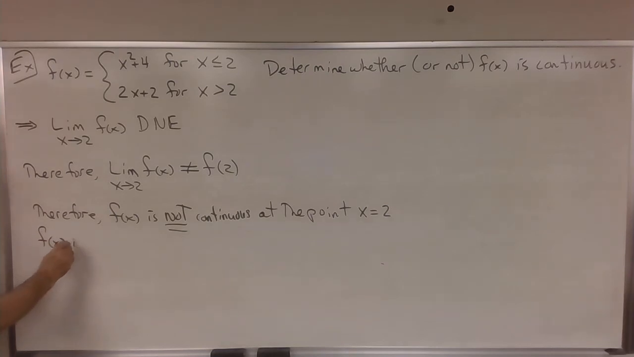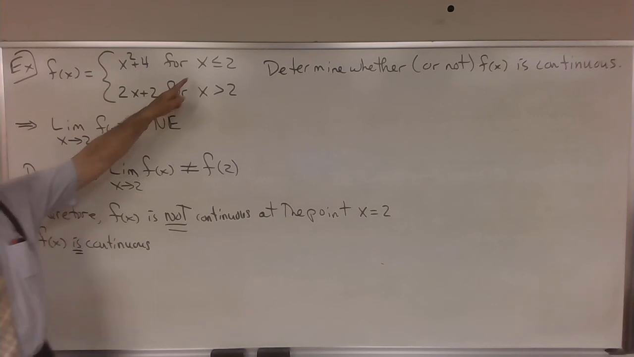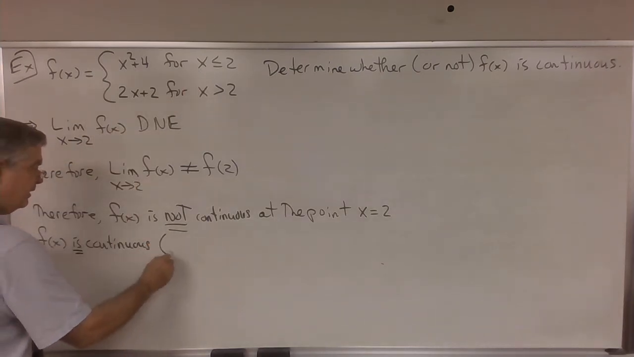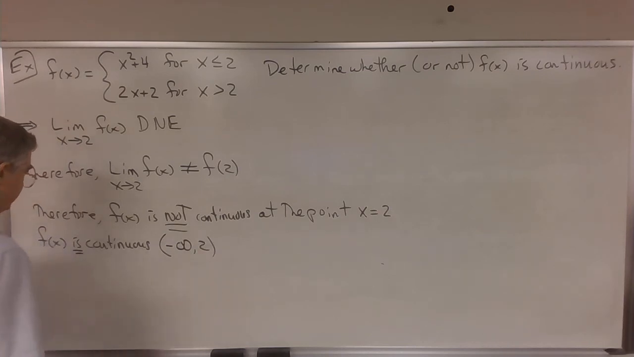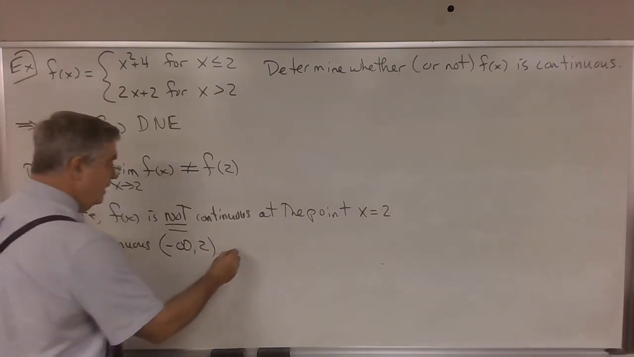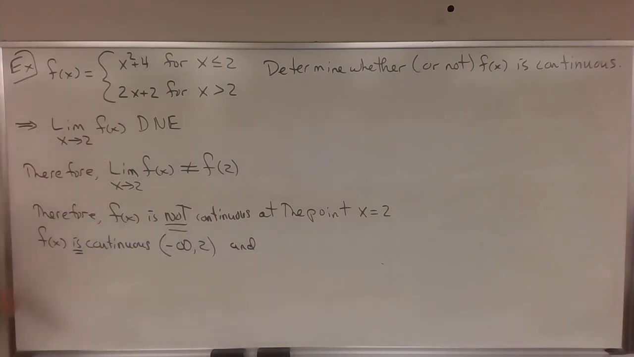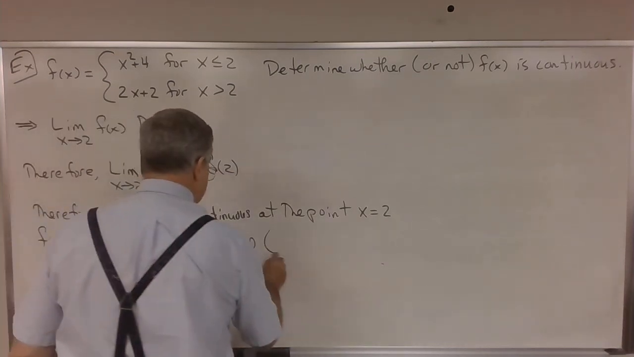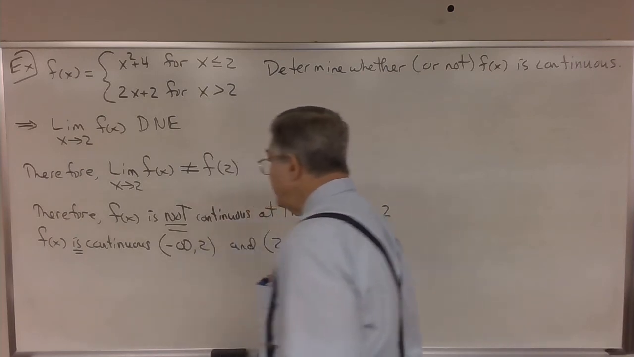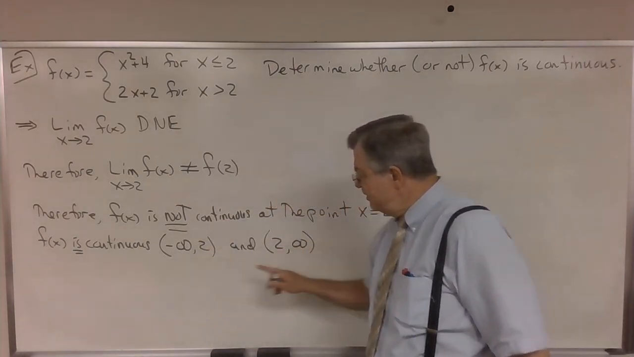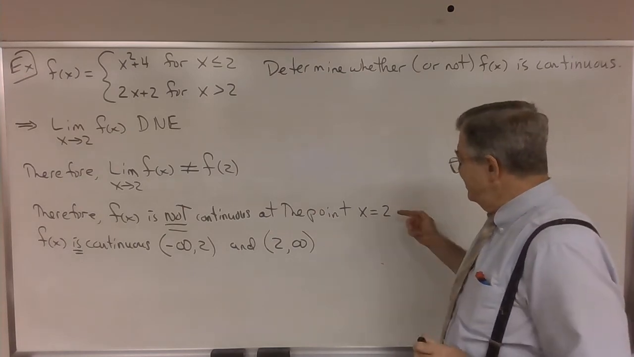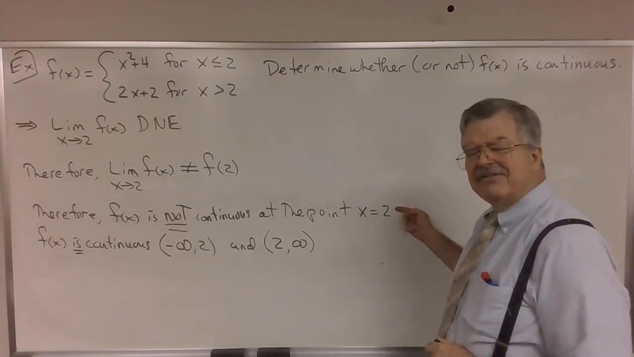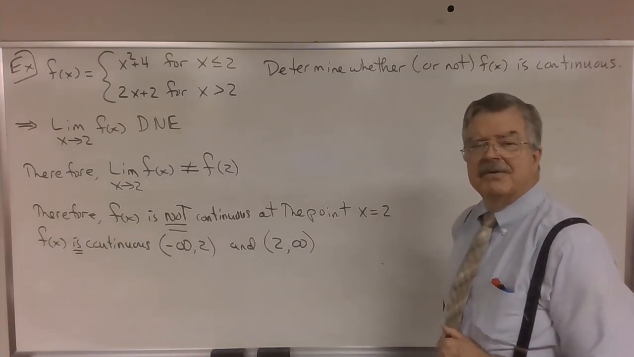Now, we did see earlier that f of x was continuous for x less than 2. So that's the interval from negative infinity to 2. And earlier we did see that f of x was continuous for x greater than 2. So that's the interval from 2 to infinity. F of x is continuous on these two intervals, but at this point, x equal 2, f of x is not continuous.